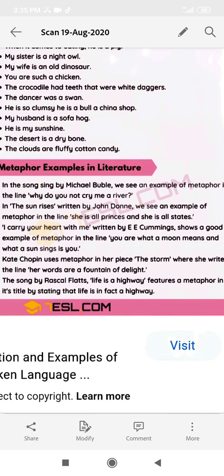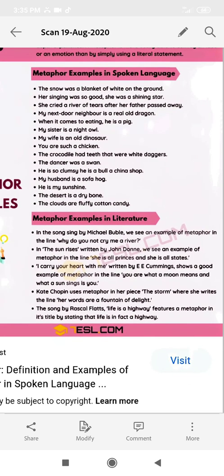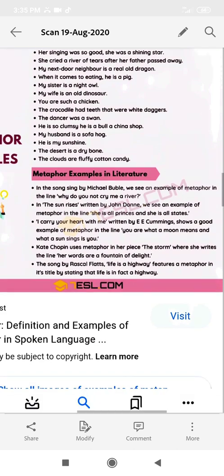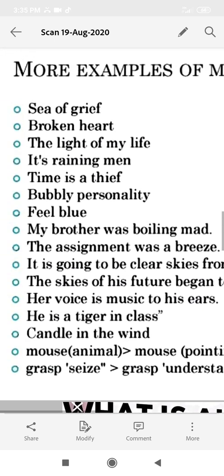Here are some more examples of metaphor. You can find out from the sentences. Only the darkened parts are the examples of metaphor. You can write down in your notebook. Okay, find out the darkened parts which are the examples of metaphor and write them down in your notebook. Okay, now let's see. Some more examples are given here. Here not all examples you have to write down. Write only some examples from here.